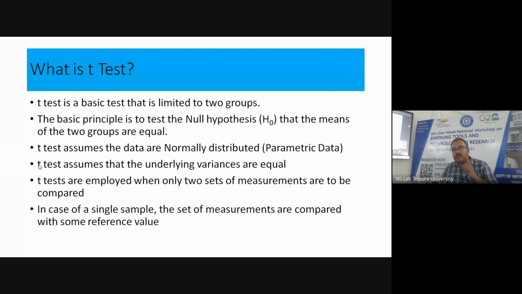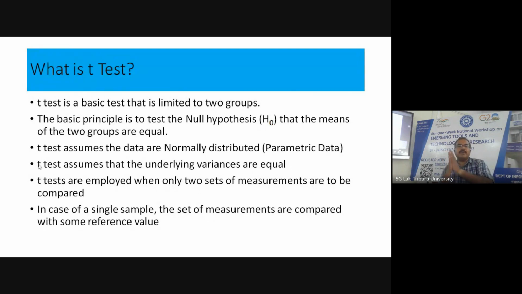It can be a single population, it can be two populations, it can be multiple populations. It can be a single population from where you have taken different samples and you are comparing between samples. If it is a single population, then you might have a reference value. You are trying to compare the population value with the reference value, the sample statistic value and the reference value. In that way also a t-test can be done.